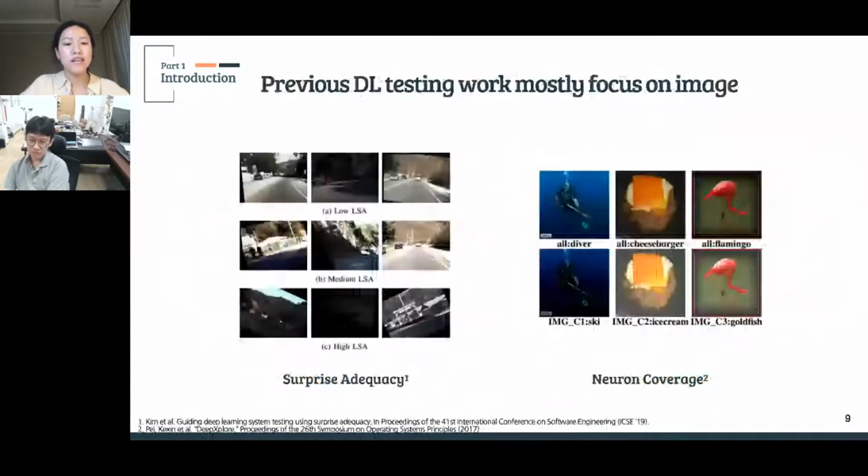Previous work on test adequacy of deep learning has shown meaningful results on images. Surprise adequacy successfully prioritized difficult images, and neuron coverage has generated new adversarial inputs. But most of their focus is on image-targeted tests, and research on other domains has been insufficient.